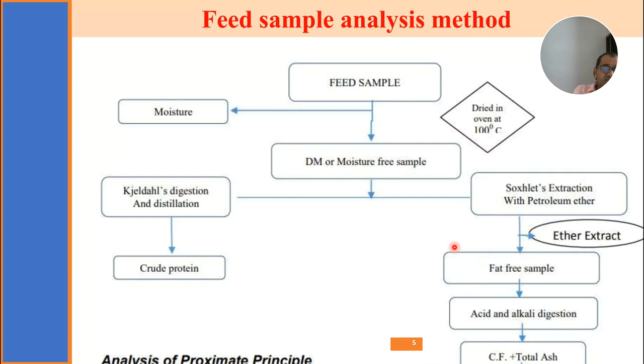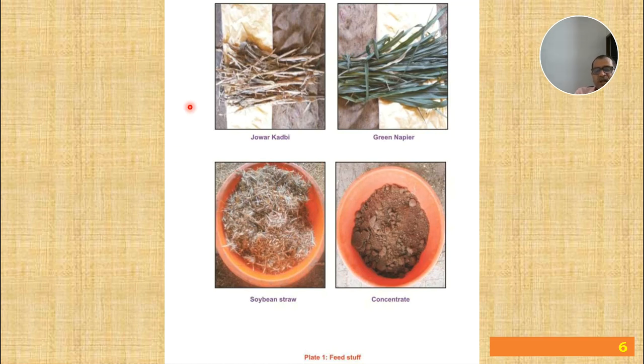Then the fat-free sample will be available to us. Then it will be subjected to acid and alkali digestion. Ultimately, the total ash and crude fiber are the only materials that will remain. This can be done for all the feed samples, especially the Jowar Kadbi, green Napier, soybean straw, or any concentrate, which is a feed stuff intended for cattle consumption.